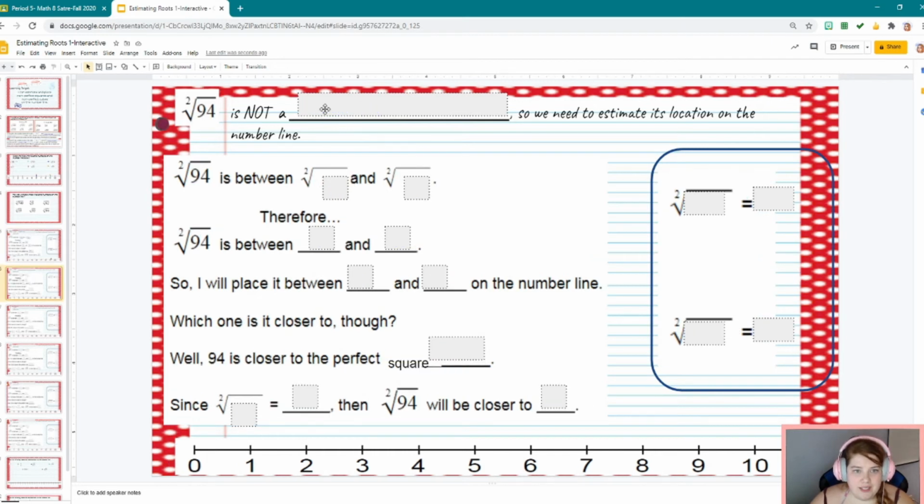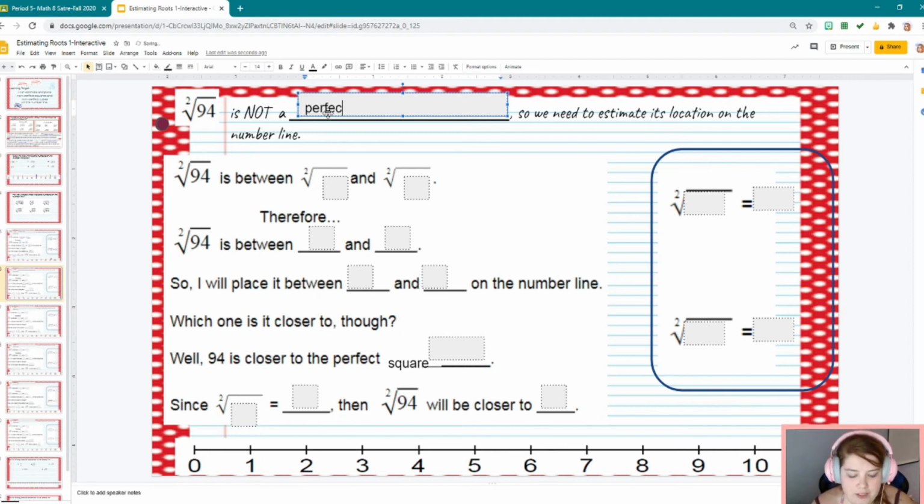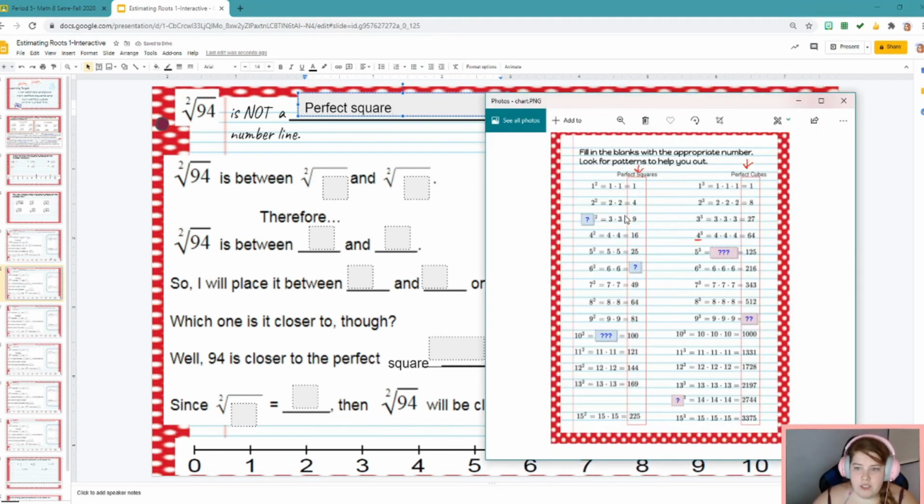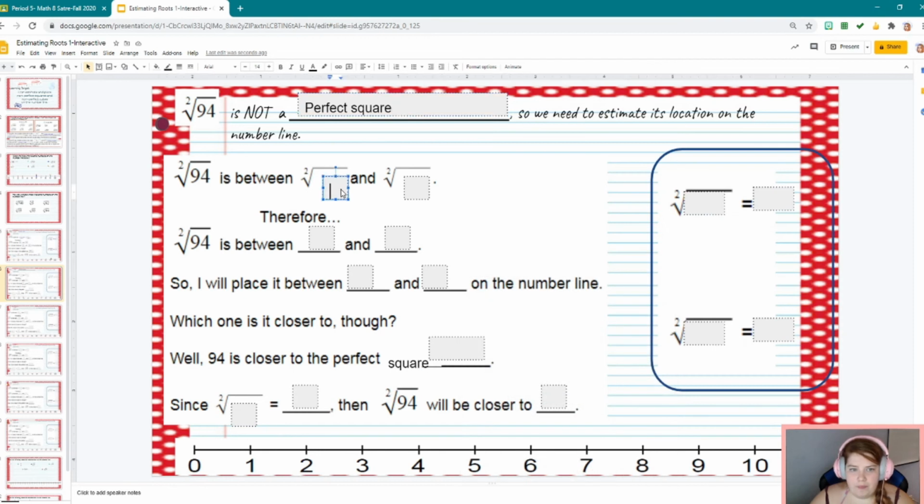Let's do slide number 6 together. The square root of 94. 94 is not a perfect square. However, I can use my squares and cubes chart to figure out what it's between. 81 and 100. It's bigger than all these numbers, but smaller than 100. So it's between 81 and 100. And remember, you will have to play with the size here because of how the numbers work.